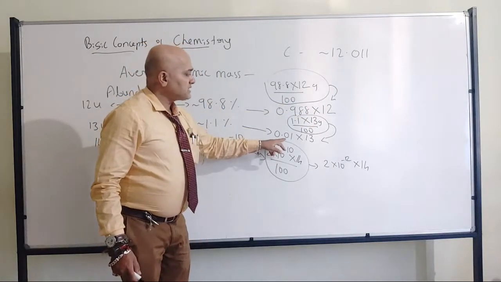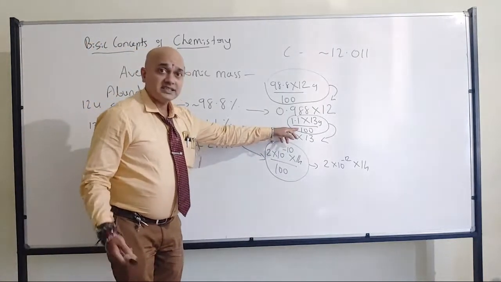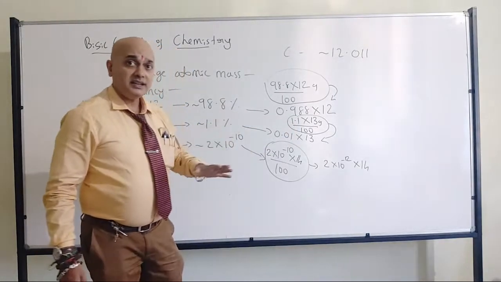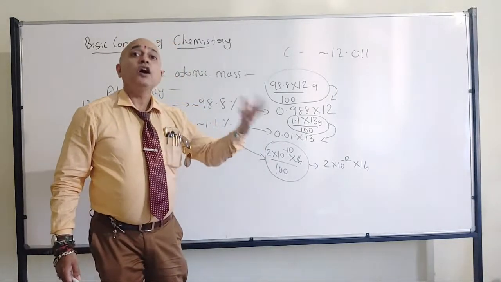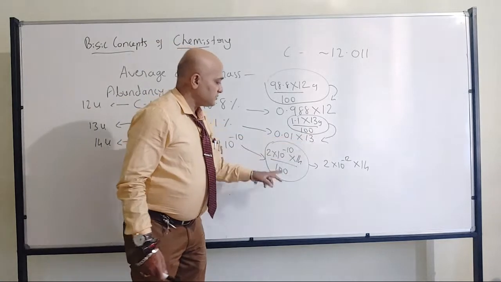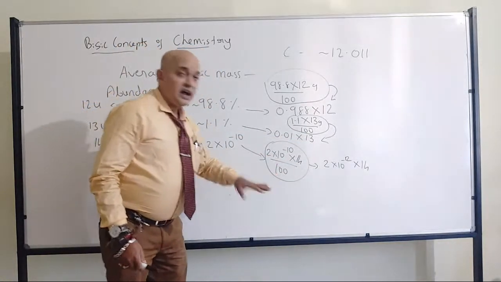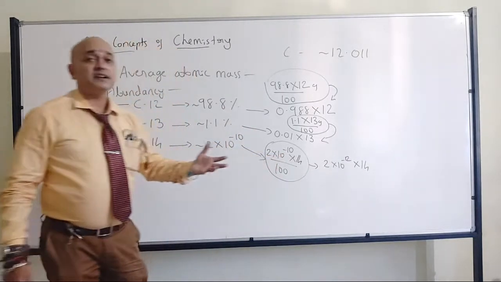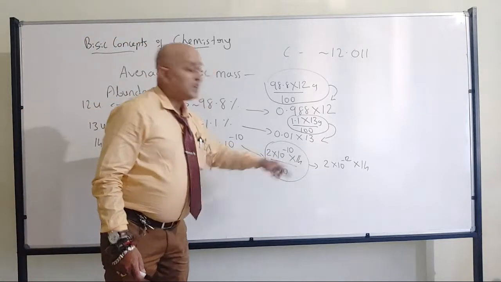Now if I come to the second one, if I take 100 gram from the nature, that is carbon, it will have 1.1 gram as carbon 13. But if I take 13 gram from the nature, how much will it be? Then we are going to further solve this one. Same way, if I take 100 gram from the nature, it will be 2 into 10 to the power of minus 10 gram of carbon 14. But how much will be there in 14 gram?